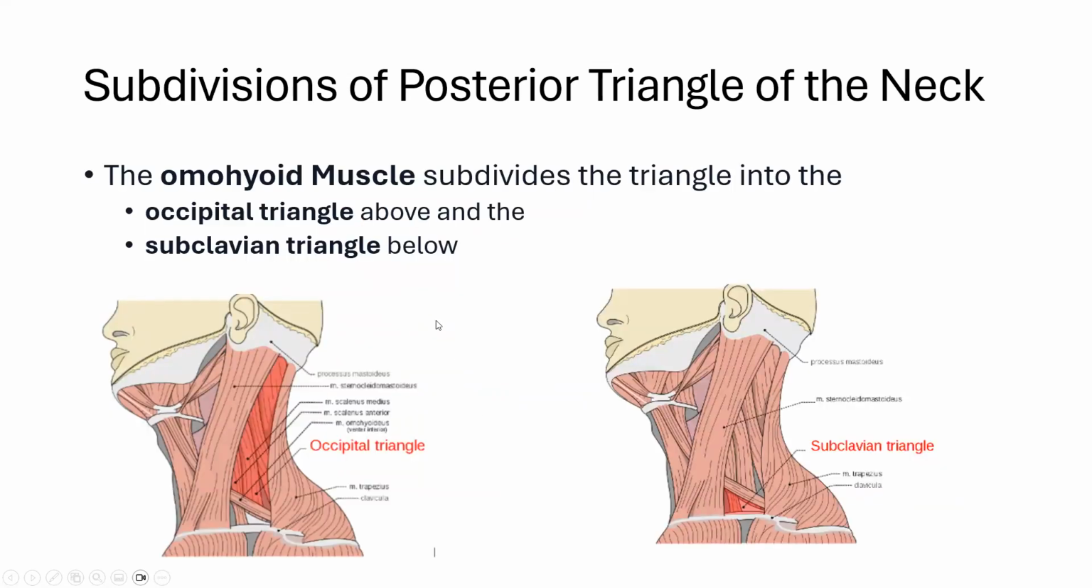There are two subdivisions of the posterior triangle. The omohyoid muscle subdivides the posterior triangle into two parts: the larger one, that is the occipital triangle, and the smaller one, that is the subclavian triangle.